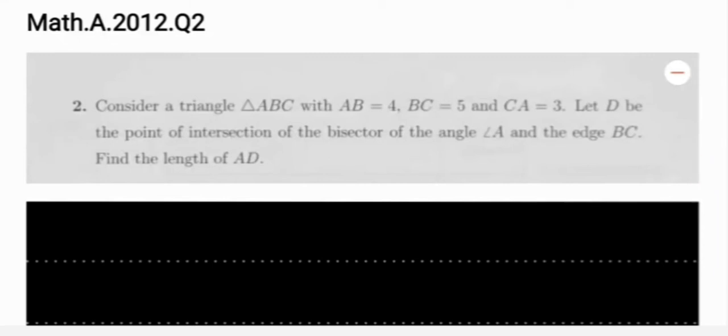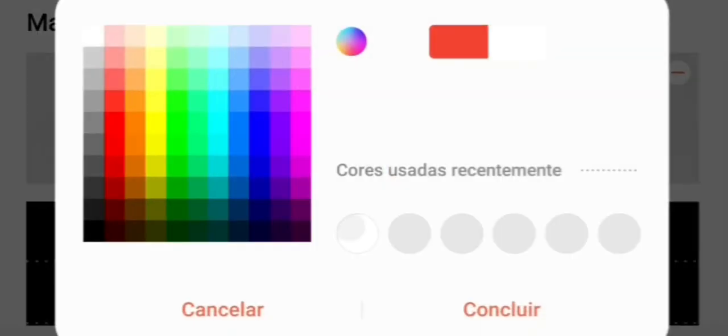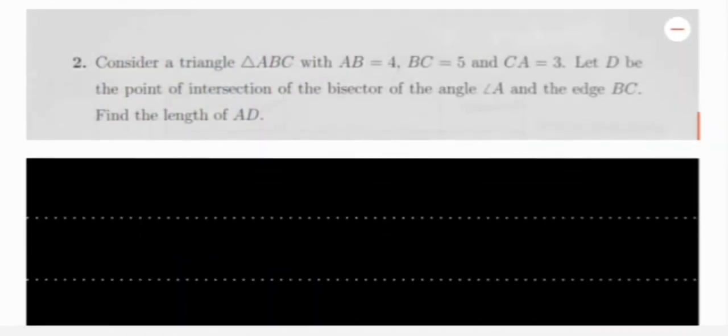Hello everyone, let's solve MEXT.Math.A 2012 question 2, okay? So consider a triangle ABC. One second, let me just change the color. Okay, so consider a triangle ABC with AB equals 4, BC equals 5, CA equals 3. So let's draw a triangle.